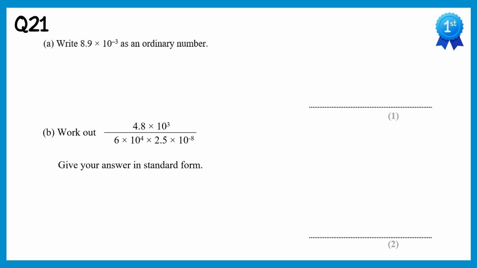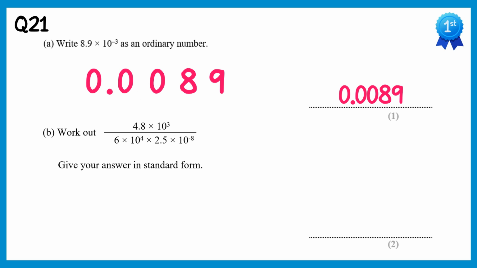In this question we need to convert 8.9 times 10 to the power negative 3 to an ordinary number. When we multiply something by 10 to the power negative 3, that's like dividing it by 10 3 times. So let's take 8.9, divide it by 10 once, that's 0.89, divide it by 10 again, that's 0.089, and one more time, 0.0089, and that's your answer to the question.